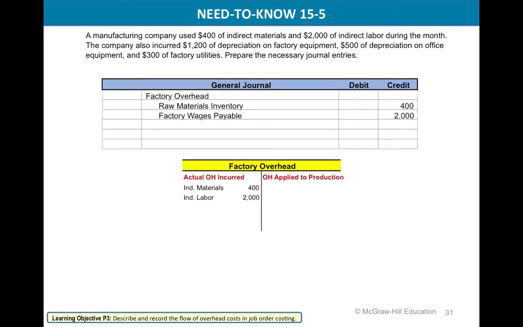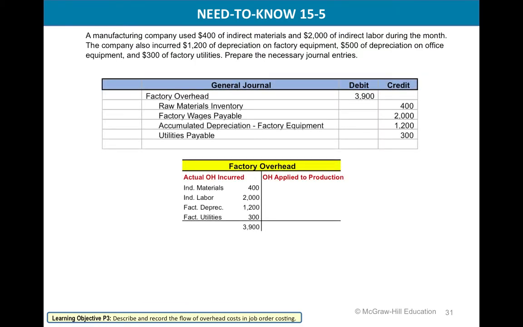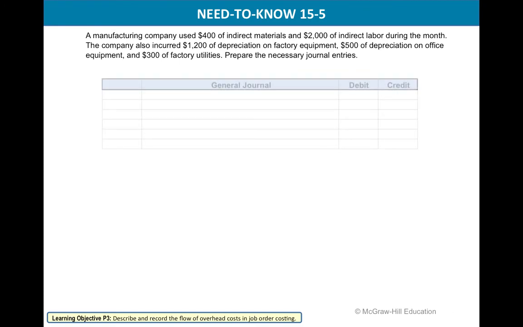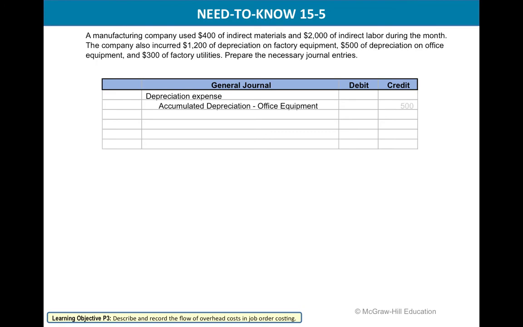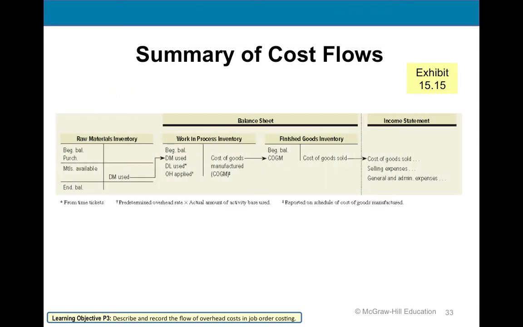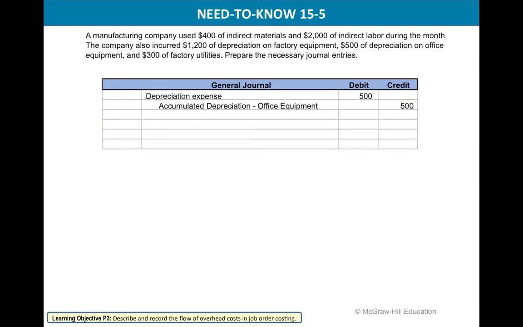Again here, as we showed earlier, here's how much our factory overhead is with everything we have, from raw materials to wages, depreciation, and utilities. And the next part is that's just a regular depreciation expense.